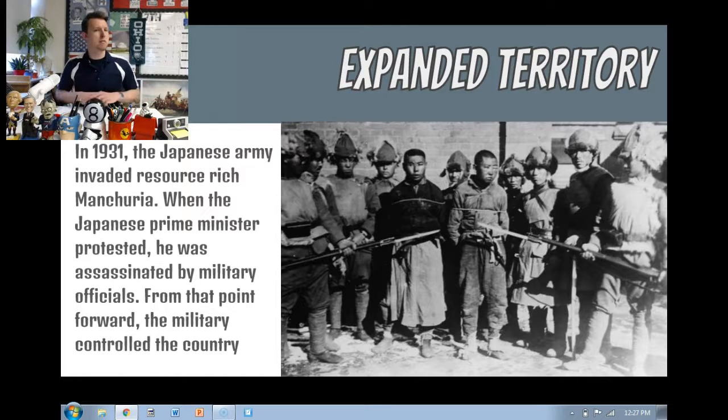You also have the Japanese, who in 1931 begin to expand their army. They move into Manchuria, remember? Then they're going to take over most of northern China and eventually move down into southern China. And as the war breaks out, they're going to own pretty much all of China at one point, and they're going to control it until the end of the war as well.